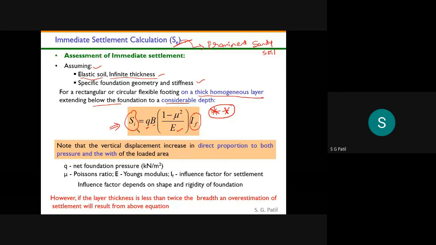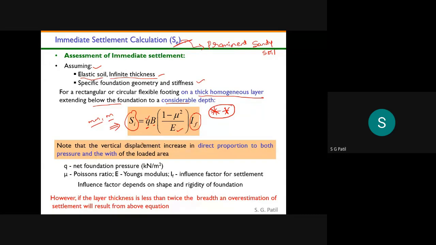They will give you the Poisson's ratio, Young's modulus, the breadth of the footing, the intensity of loading, and also the influence factor. It is only a straightforward problem here. Simply we have to substitute and get the answer, so you will get the settlement. This settlement can be represented in mm or in meters.